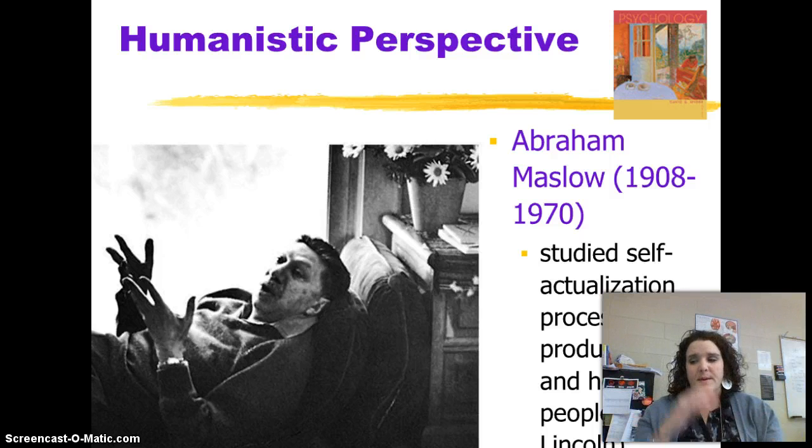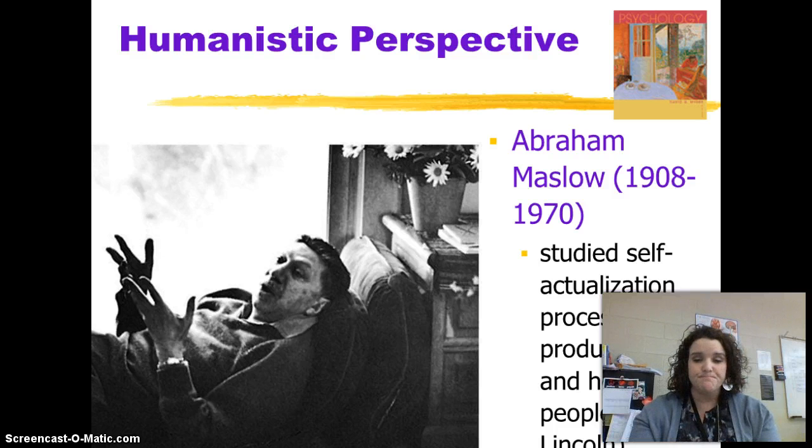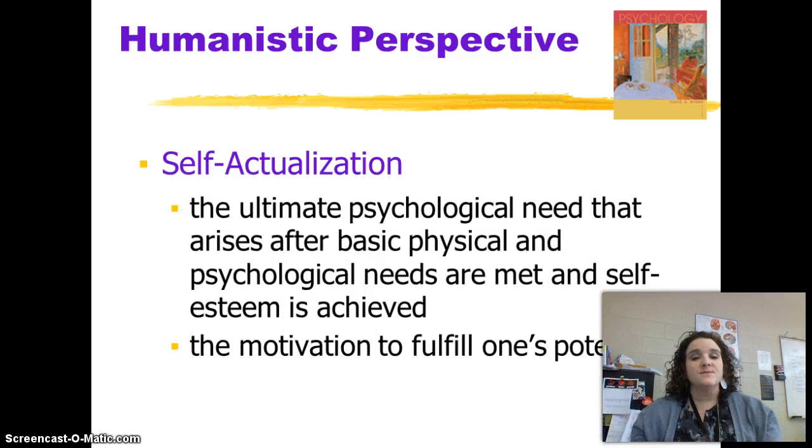And I think when you think about maybe people like Mother Teresa or Gandhi, people who just kind of go above, because Maslow is going to say that most of us don't reach self-actualization. We are constantly working on it as a process. So self-actualization is the ultimate psychological need that arises after basic physical and psychological needs are met and self-esteem is achieved. And so, that's why you do have to be like a healthy, kind of happy adult. That motivation is driving us to reach our full potential.